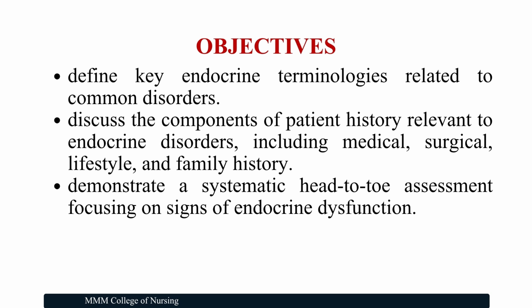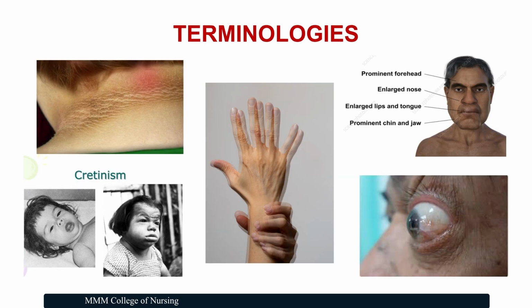Objectives of today's section are to define key endocrine terminologies related to common disorders, discuss the components of patient history relevant to endocrine disorders including medical, surgical, lifestyle and family history, and demonstrate a systematic head-to-toe assessment focusing on signs of endocrine dysfunction. Now, before going into the topic, we'll see some of the terminologies which are related to endocrine assessment.